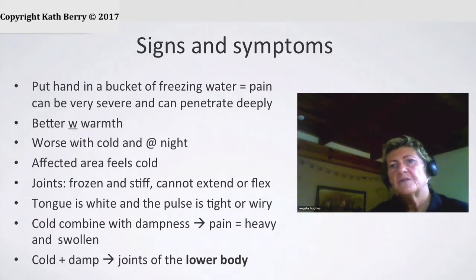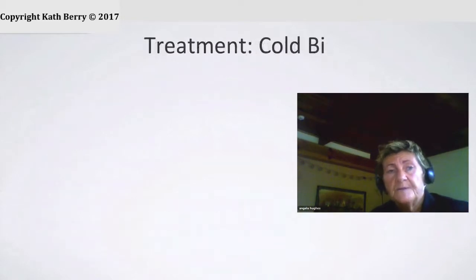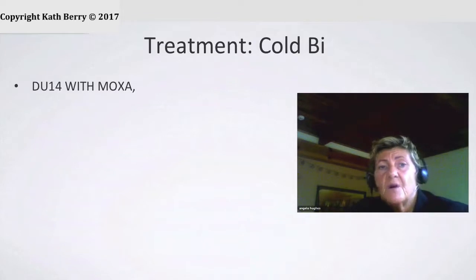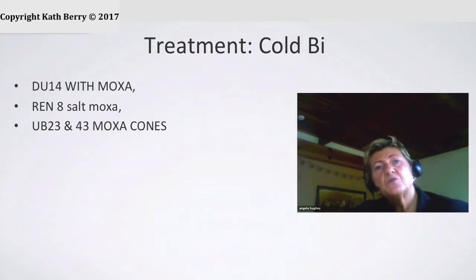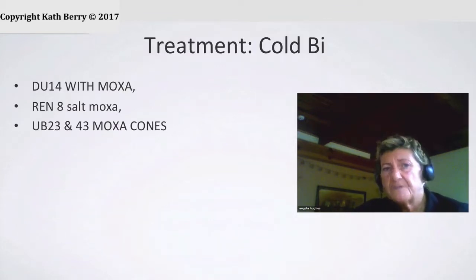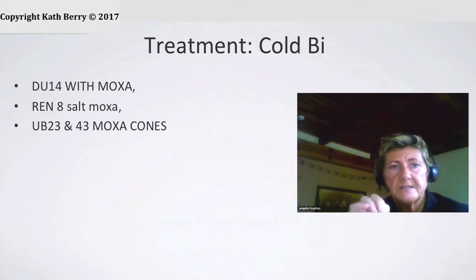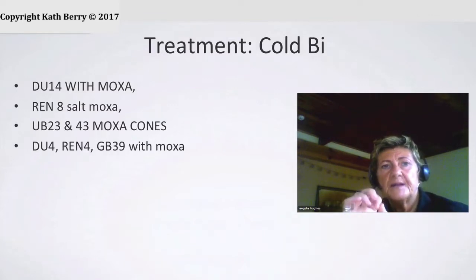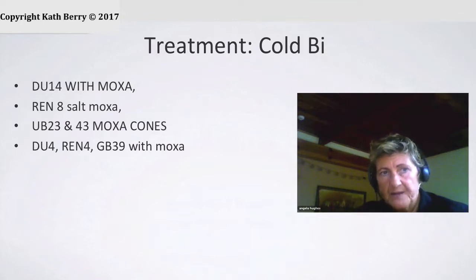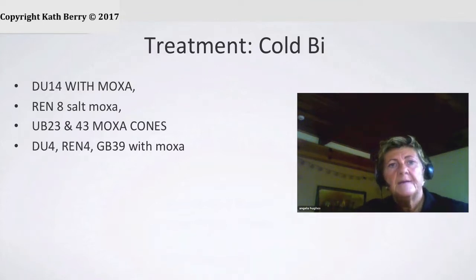Points to get rid of the cold or to warm the cold: DU 14 with moxa. I would say all these points with moxa. DU 14, Ren 8 with salt moxa. UB 22, the back shu of the sanjiao. UB 23, back shu of the kidney, to fire up the kidney yang with moxa. Moxa cones on UB 43, which is really good for chronic deficiencies. DU 4, Ren 4, gallbladder 39, all with moxa, or a moxa box over the abdomen or the lower back.